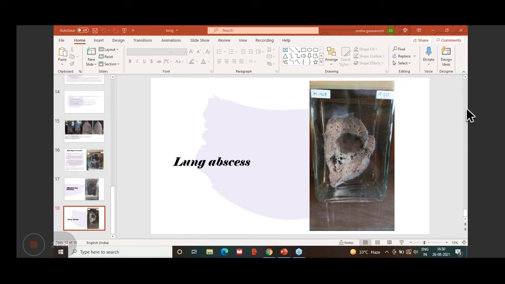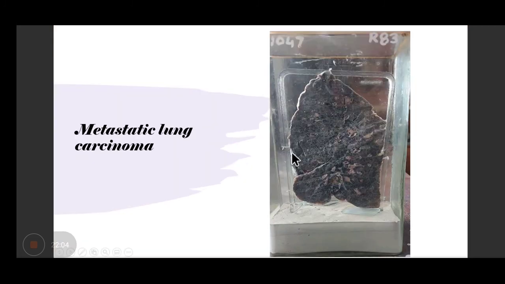Anybody has any doubt? Can you please once again explain how to identify metastatic lung carcinoma? Yeah, I'll just show you. The metastatic lung carcinoma will show various coin-like, disc-like lesions, okay, which are different from the parenchyma of the lung. So that is how you will identify that this is a metastatic lesion.